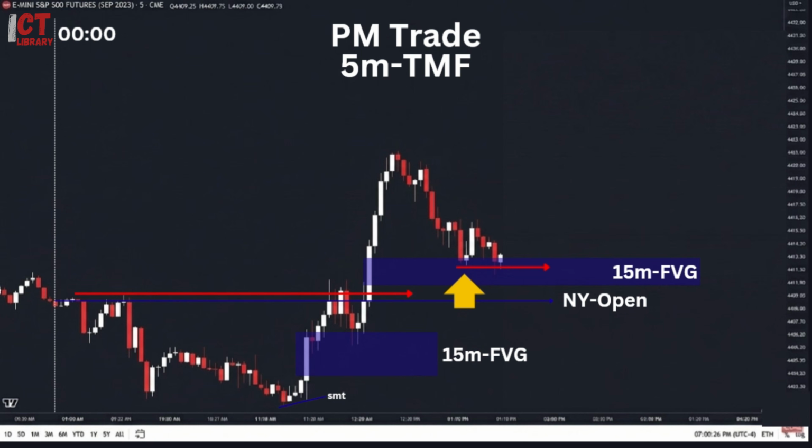Price rallies but falls short of this level. It drops into a fair value gap and starts to rally again, but it leaves smooth relative equal highs. Then it drops one more time below a short-term low. Think about this low on the PM session.